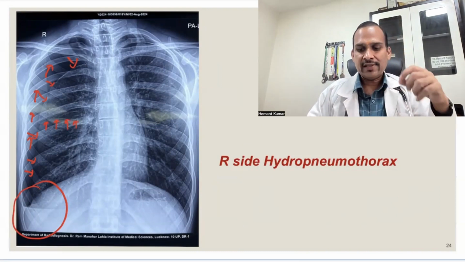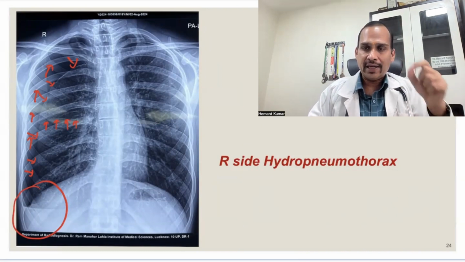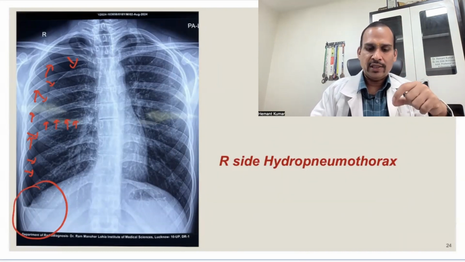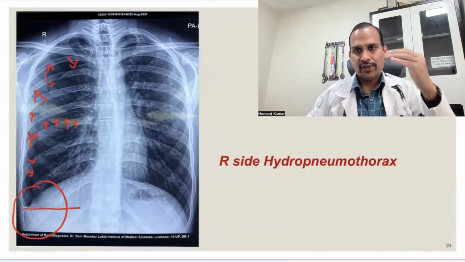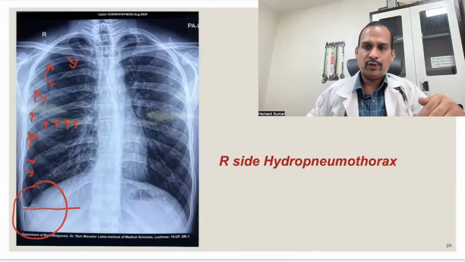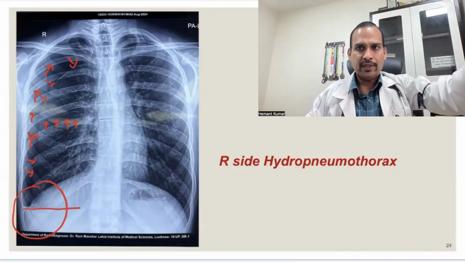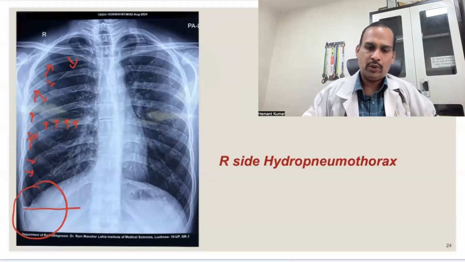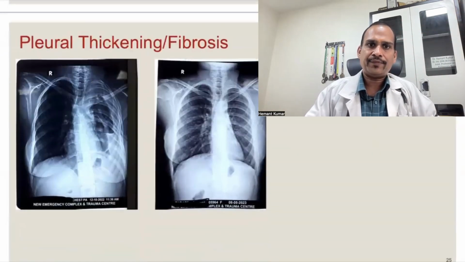Anyhow, so this is right side mild hydropneumothorax. You can appreciate the straightening of the fluid border. Okay, so this is hydropneumothorax: air in the upper part, fluid in the lower part, with straightening of the border.